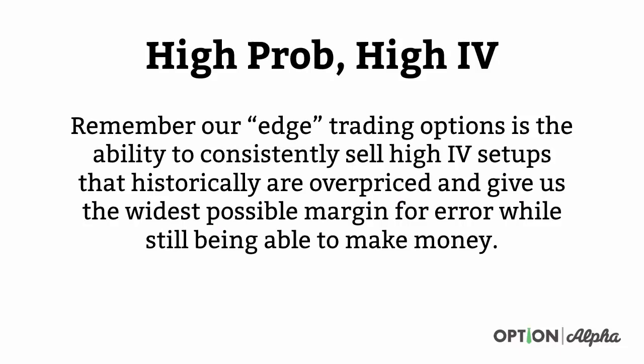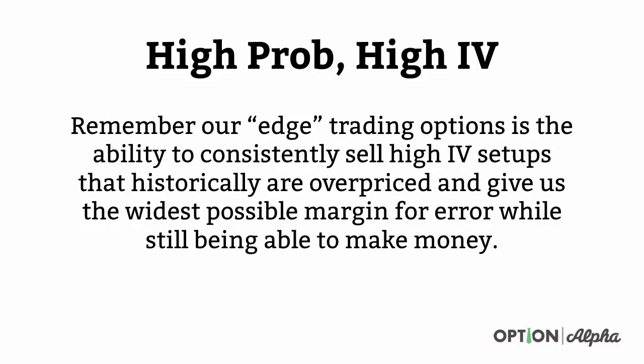All right, so the third thing that we want to talk about is high probability, high IV trades. Now remember, our edge in options trading is the ability to consistently sell high implied volatility setups that historically are overpriced. This gives us the widest possible margin for error while still being able to make money. We've talked about this numerous times in the past, but this is the key to everything: being able to sell super high implied volatility stocks that have overpriced options that are far out, which gives us a high chance of success, okay?